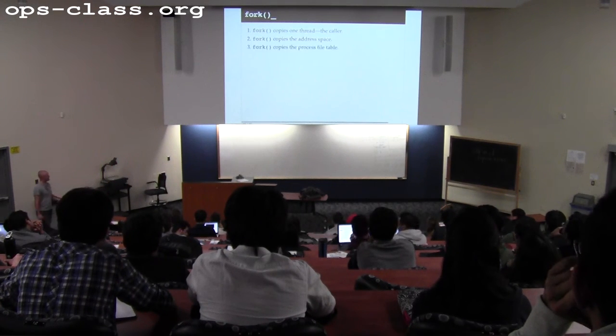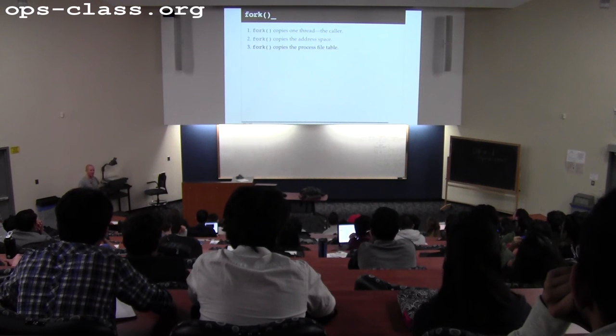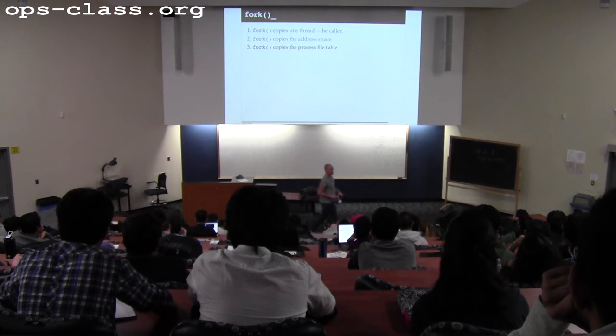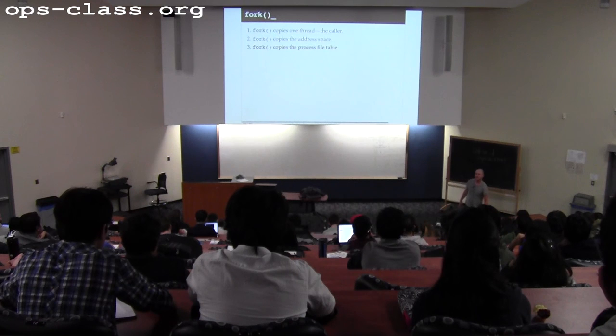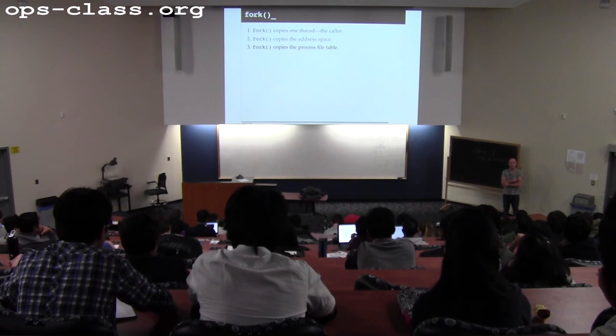Fork copies the address space. Fork copies the, OK, so this comes back to your question. Fork is going to copy the process file table. Now, remember that the file table is internal to the process. What is in the file table? The file table is this array. The file descriptor is an index in that file table. What does that file table contain?